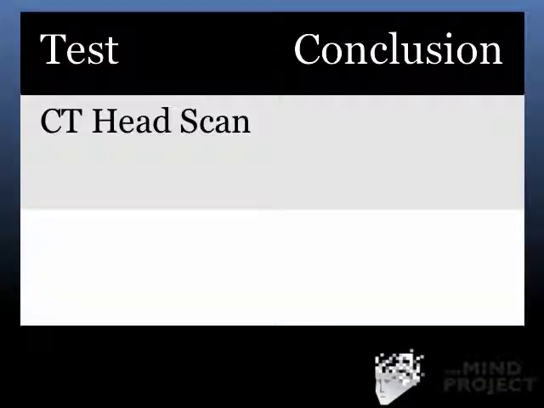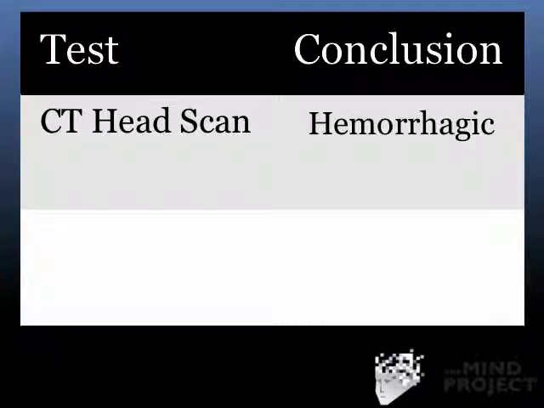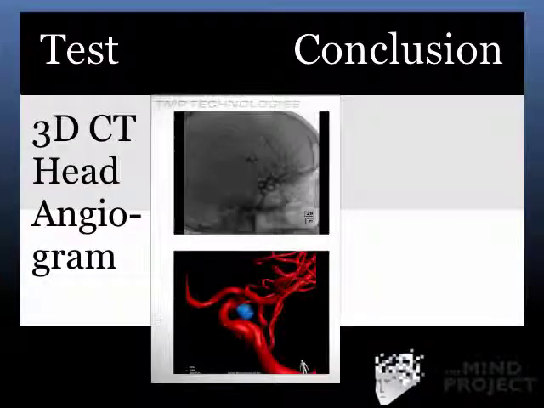The CT head scan determined that it was a bleed and therefore was a hemorrhagic stroke. The location of the bleed classifies it as a subarachnoid hemorrhagic stroke, which are caused by trauma or aneurysms. The 3D CT head angiogram confirmed the cause to be an aneurysm.